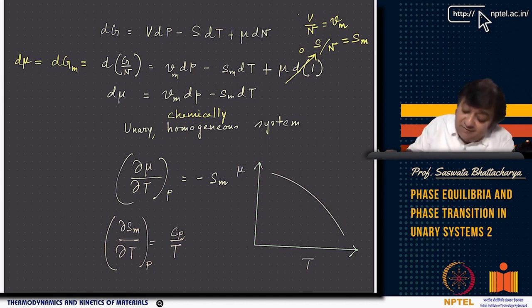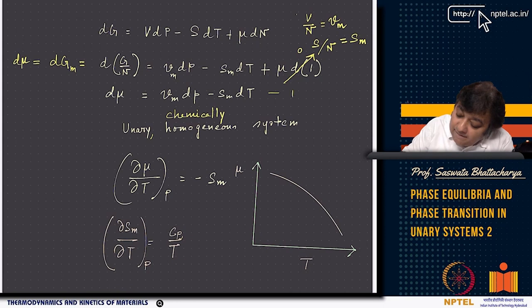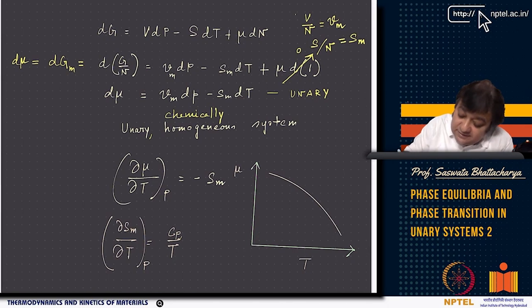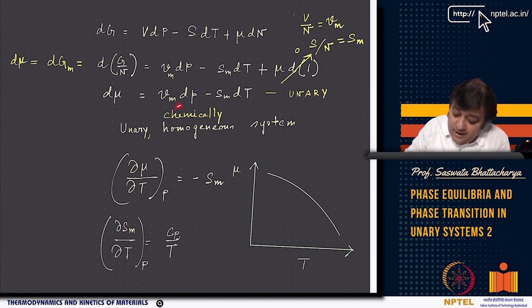Now, as you have already seen before, let us call this equation unary. From this unary equation, you can write the partial derivative. This is a total derivative, an exact differential: d mu equals Vm dP minus Sm dT. Now, if I fix pressure, then dP goes to 0, and you have del mu del T equals minus Sm.